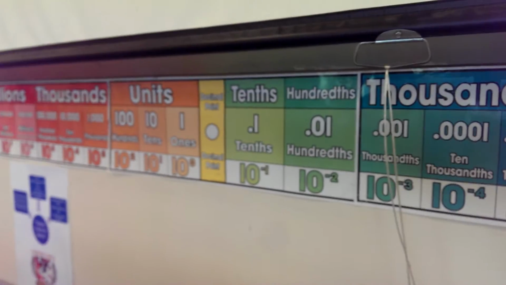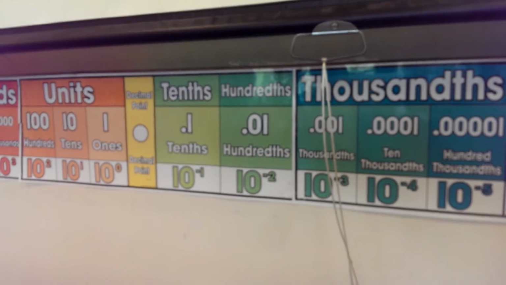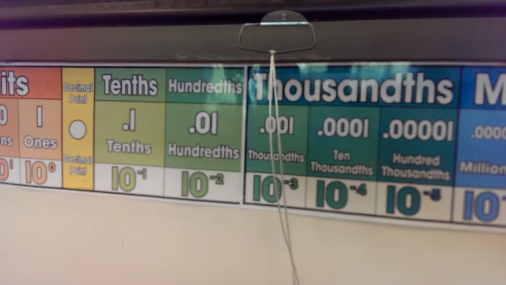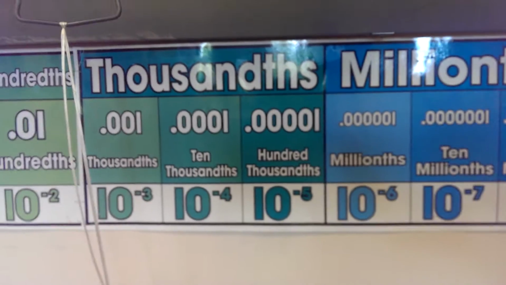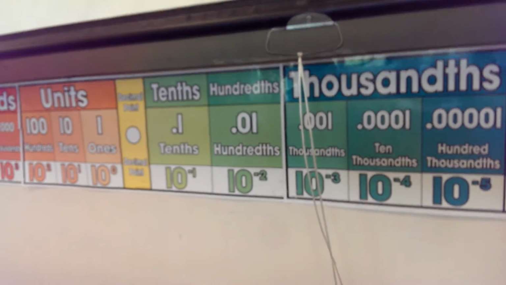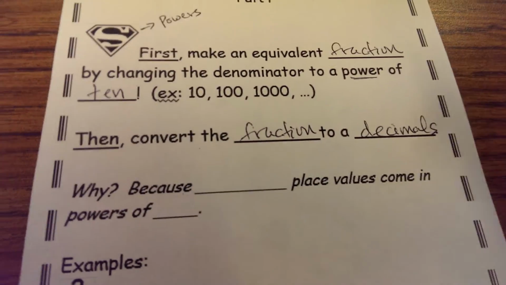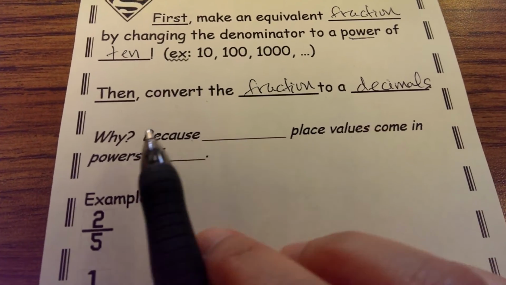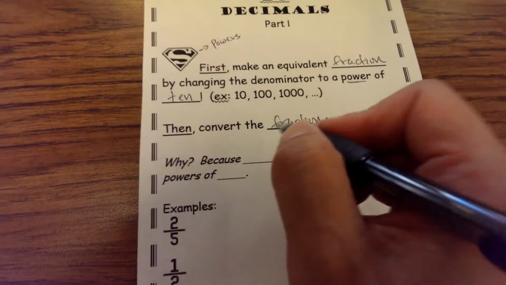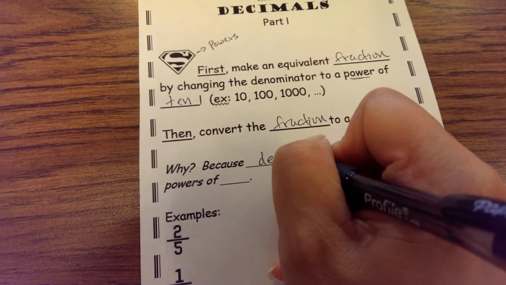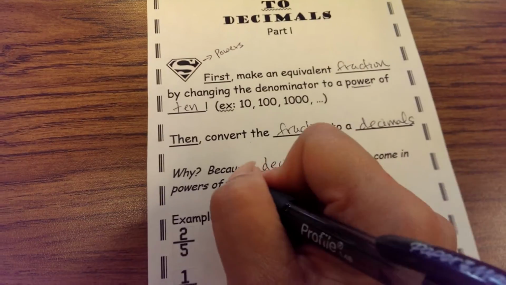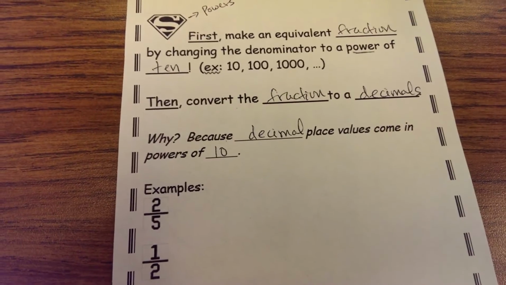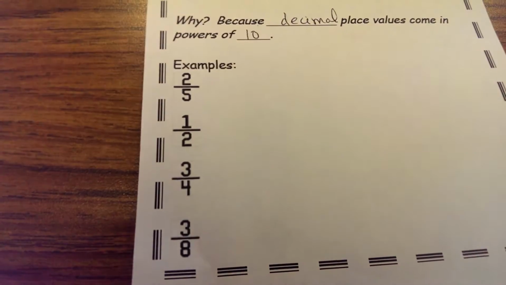So if you look, remember in the front of the classroom, there's your decimal, and they come in powers of 10. Behind the decimal, it's tenths, hundredths, thousandths, ten-thousandths, hundred-thousandths, and so forth. So decimals are in powers of 10. So if you can get your fraction to be a power of 10, then it's easy to write as a decimal. Okay, so why do we do this? Because decimal place values come in powers of 10. So let's look at a few of these as examples.